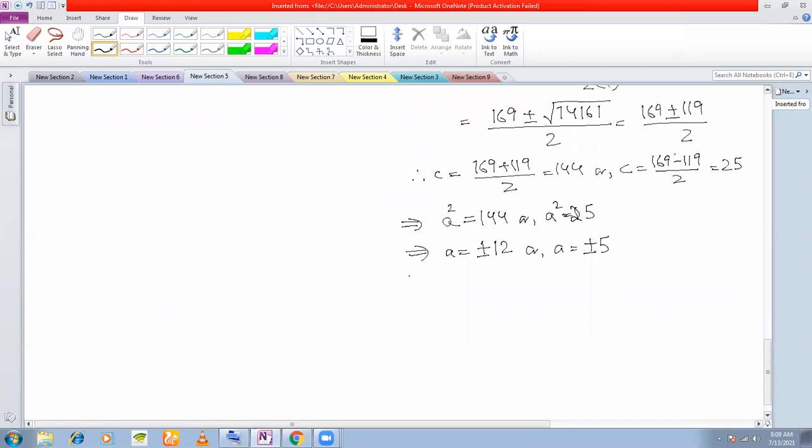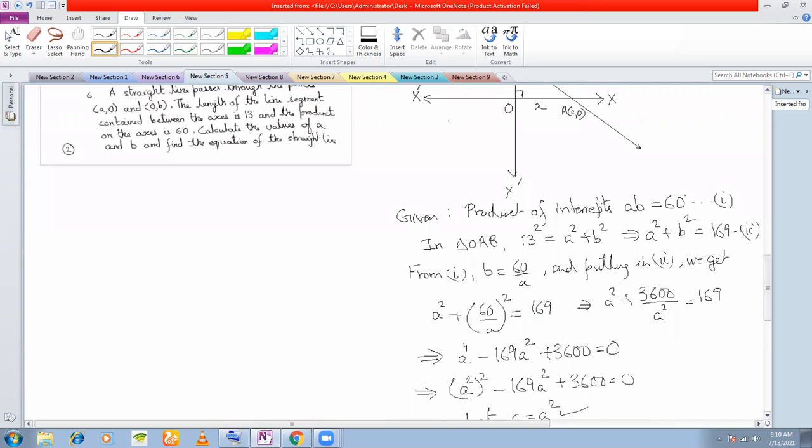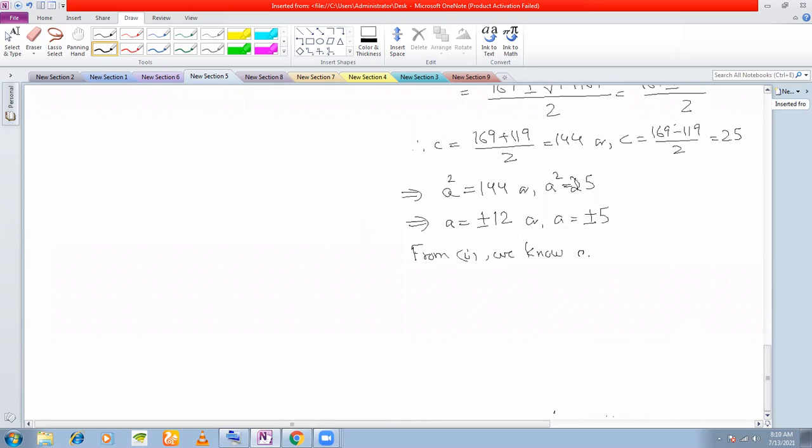Now what should be the value of b here? See, it is given from 1, we know ab is equal to 60, right? That means the product of a and b is positive. a into b is a positive number, right? What does it mean? a and b both are positive, or a and b both are negative.